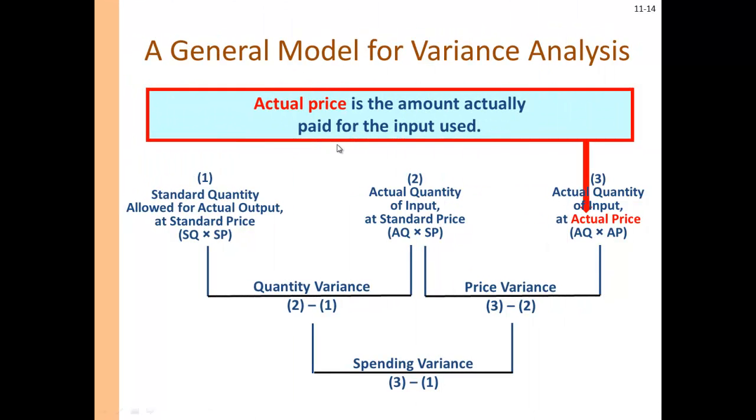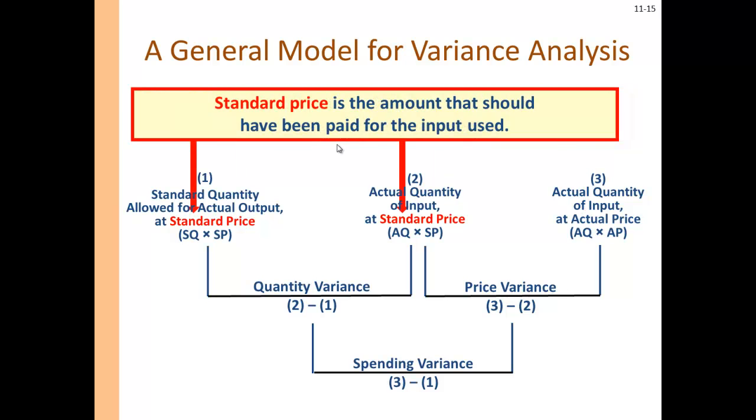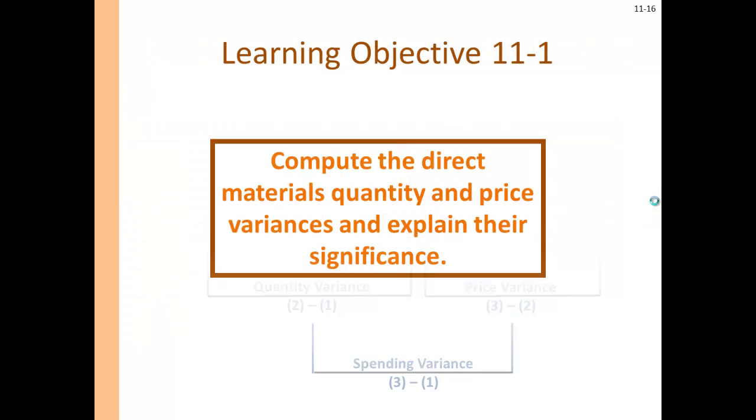Actual price is the amount you actually paid for an input used. And standard price is the amount that should have been paid. So if we thought it was going to be $2, that's the standard price. The actual was $4. We'll do some examples about this. Computing direct material quantity and price variance.